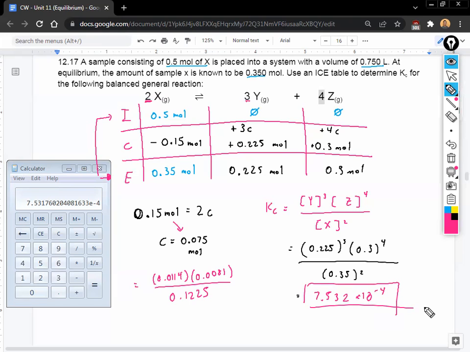Okay, but makes sense, guys? Ice tables, pretty fun, right? It's a lot of fun. Algebra is great.